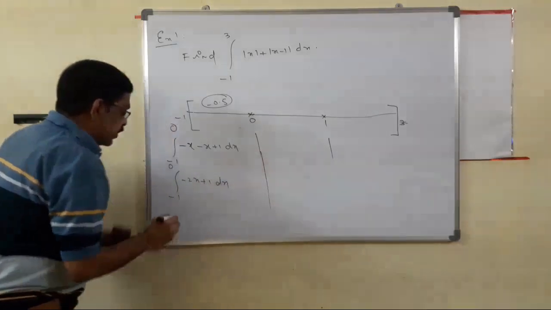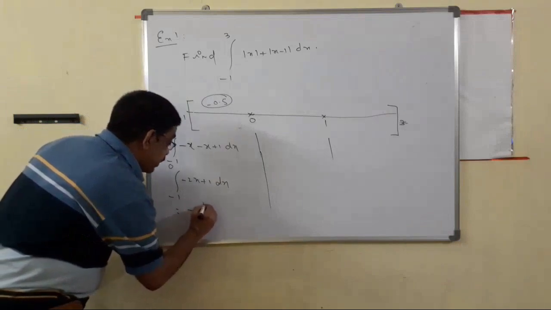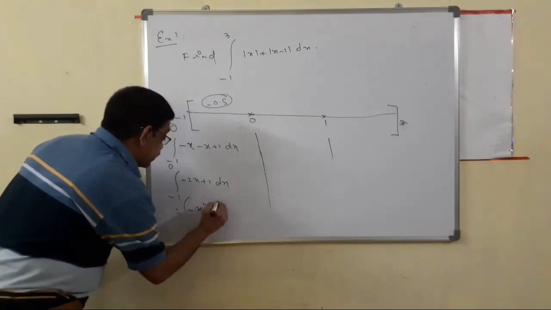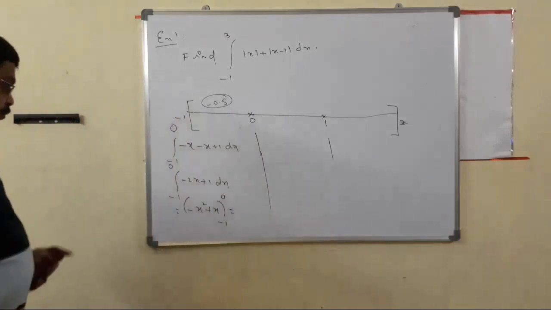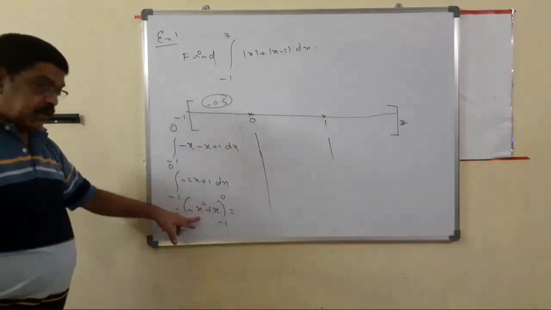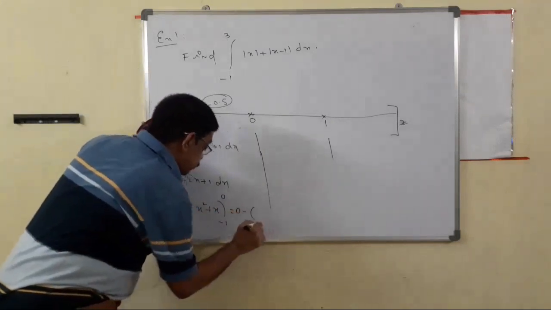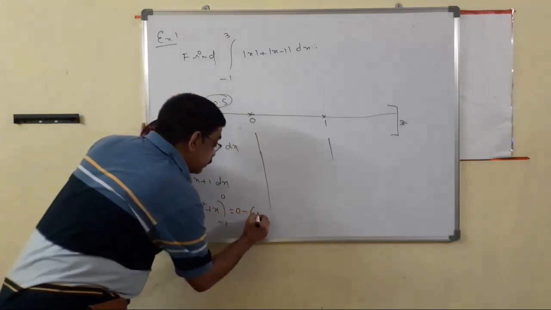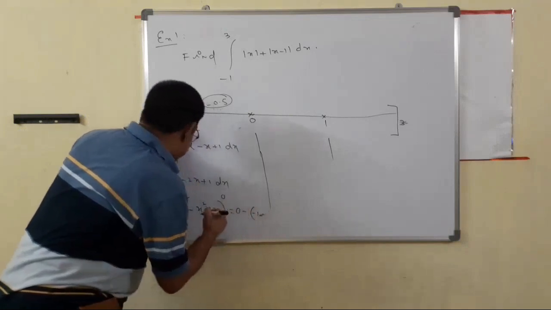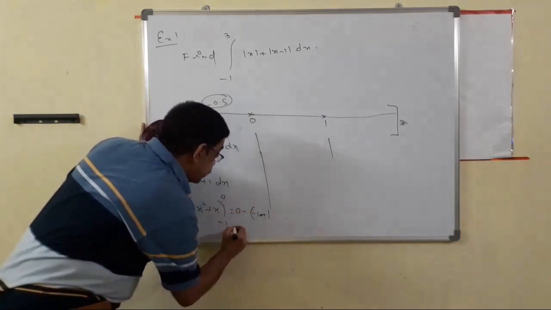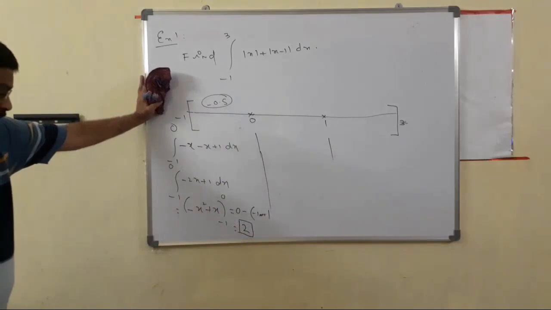Continuing further, the value of the integral is minus x square plus x, with limits running from minus 1 to 0. Put the upper limit 0, that will be 0. Minus, put minus 1: minus 1, minus 1, so again minus 1 here. So I am getting the value of the integral as 2 in the first case.